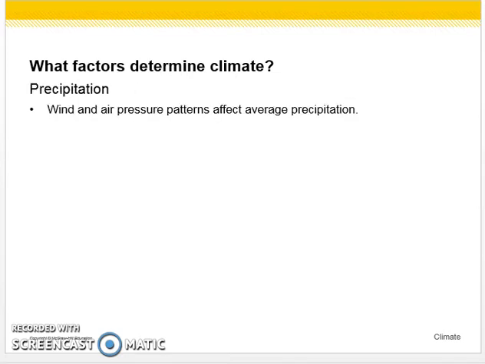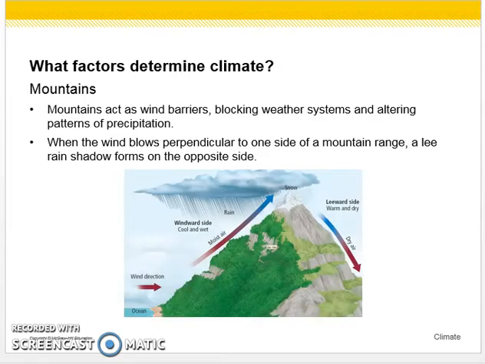Wind and air pressure patterns affect average precipitation. And mountains act as wind barriers, blocking weather systems and altering patterns of precipitation.